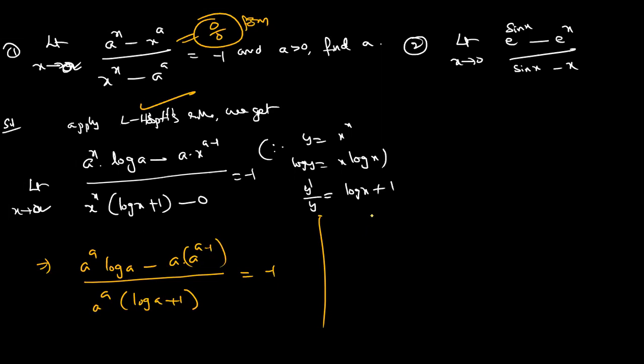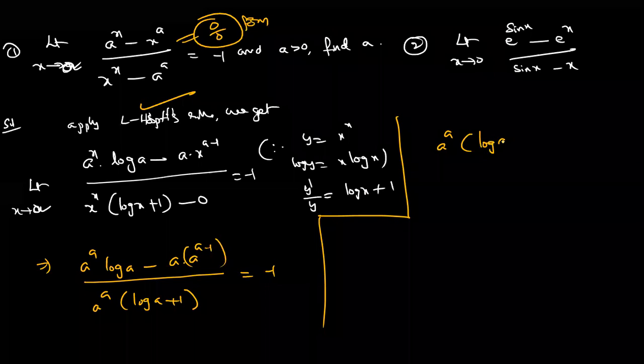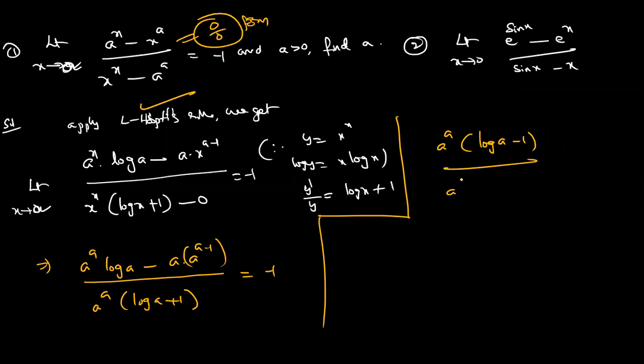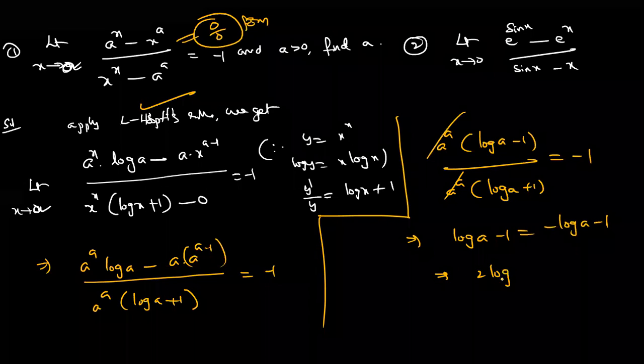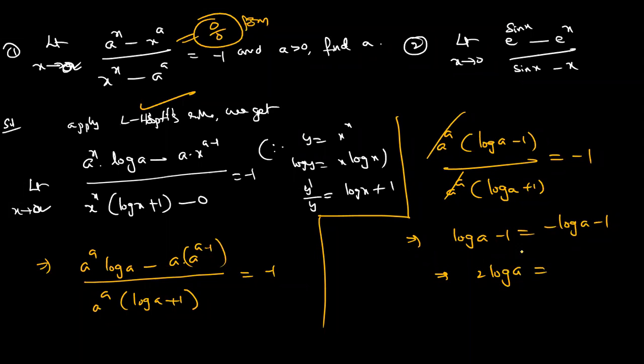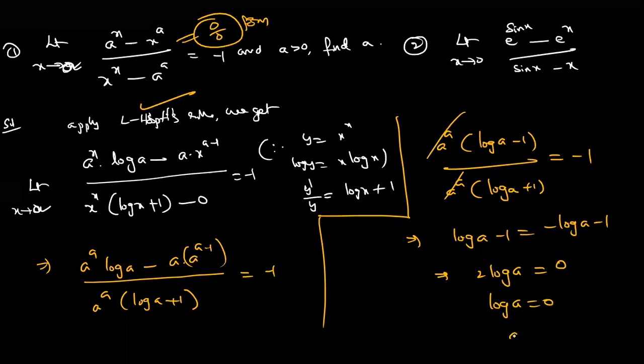So simplify here, student, how much coming? Tell me. a power a is the common factor. So log a minus 1 by a power a into log a plus 1, both are cancelled. Log a minus 1 is equal to minus log a minus 1. So 2 log a is equal to how much coming? 0. Log a is equal to 0 means what is the value of a? Constant value.